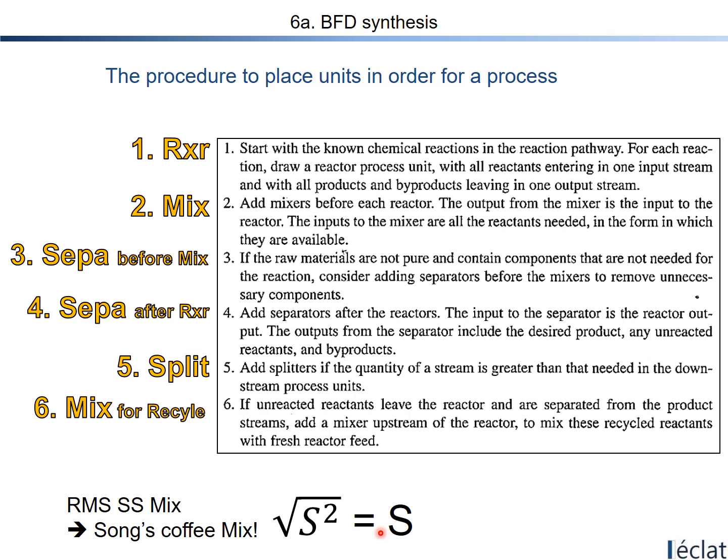So you can memorize this order. It's like this: "Songs, coffee mix," because the first five things are simplified into S after the root mean square of the S square. Then the final one is the mixer. So "songs, coffee mix" stands for RMSSS mix. So again, reactor first, mixer and separator, another separator, and splitter if you need to have one, and then finally mixer.